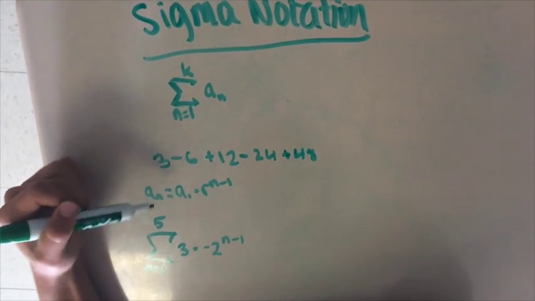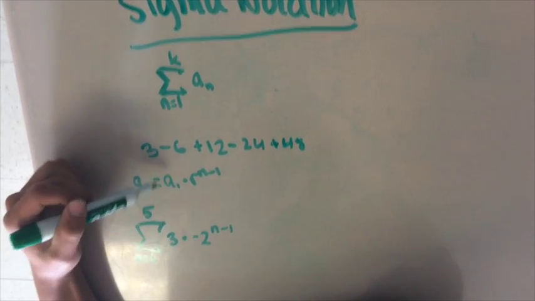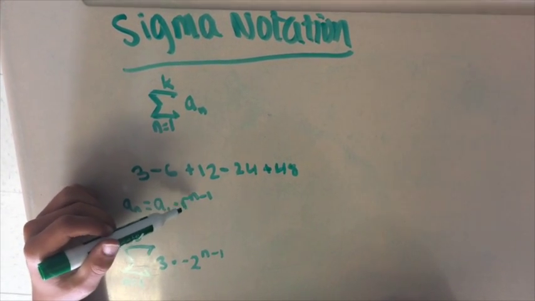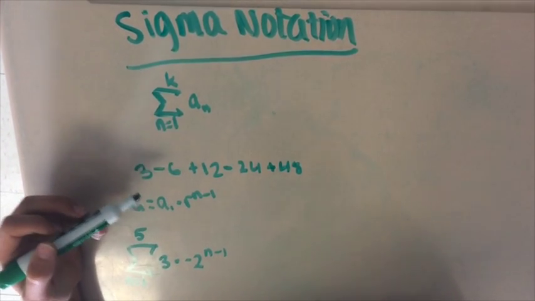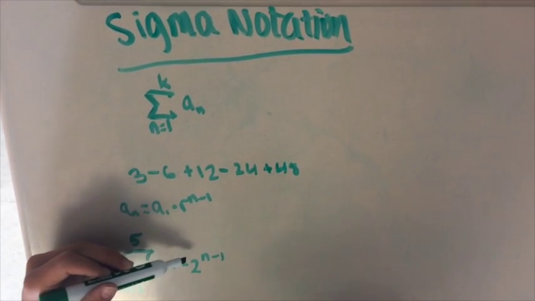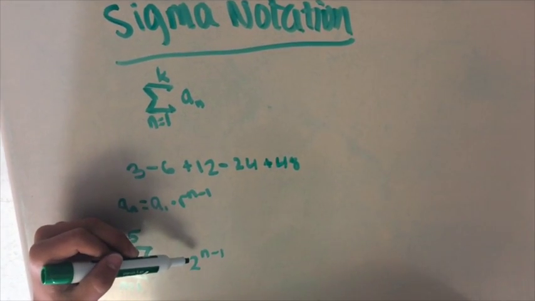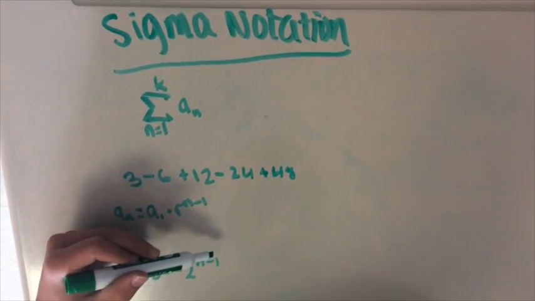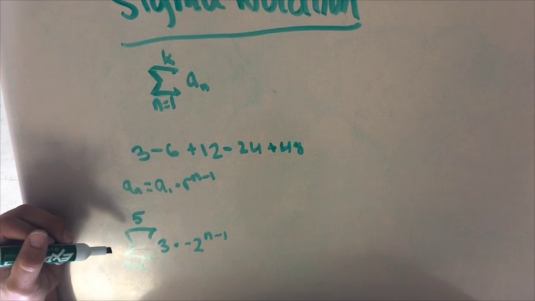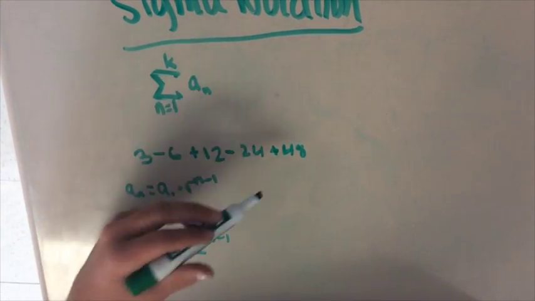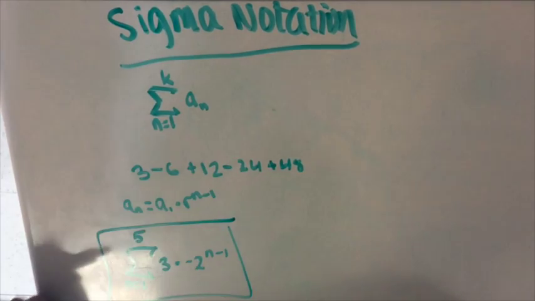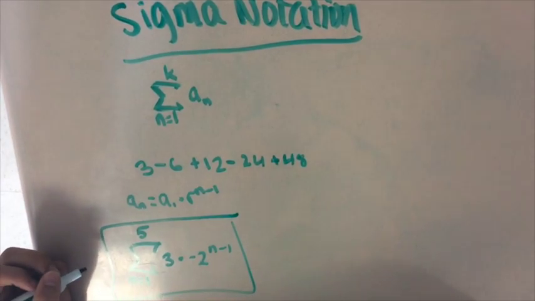Let's figure out the formula for it first, and the formula for this geometric series, a sub n equals a sub 1 times r to the n minus 1. So we can do 3 for a sub 1. The common ratio r is going to equal negative 2, and then it's just the n minus 1. Below it, n equals 1, because it starts on the first term. And above it is a 5, because there are 5 terms in the series. And this will be your sigma notation for that series.